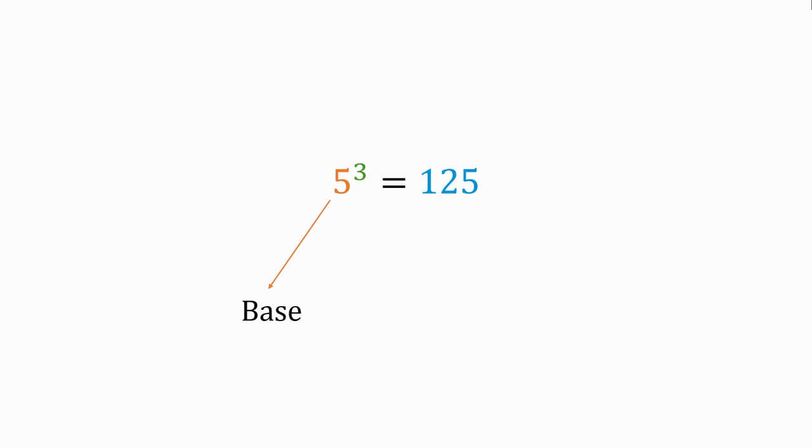That's what's being multiplied. The 3, that's how many times we are repeating the base, how many times the base is going to be multiplied by itself. And the 125, that's just the exponent applied to the base, or the result. Now, logarithms are just essentially a different way to talk about this order.